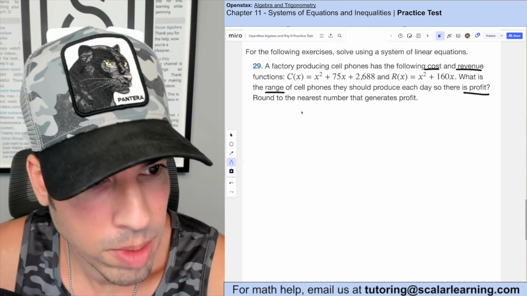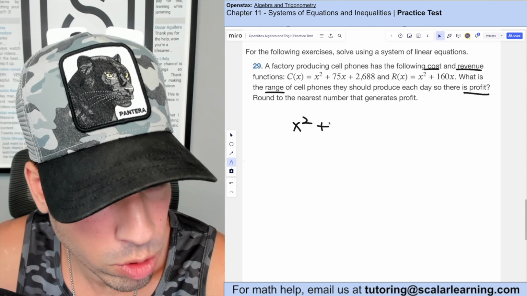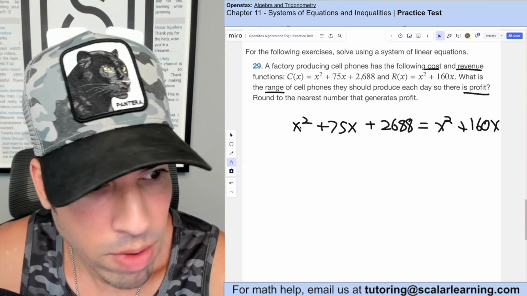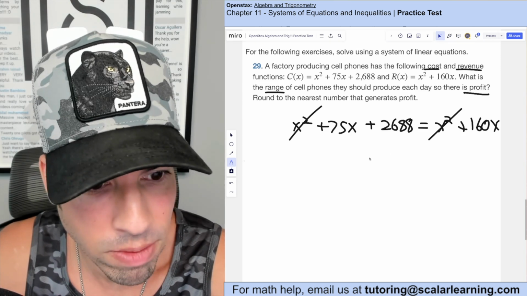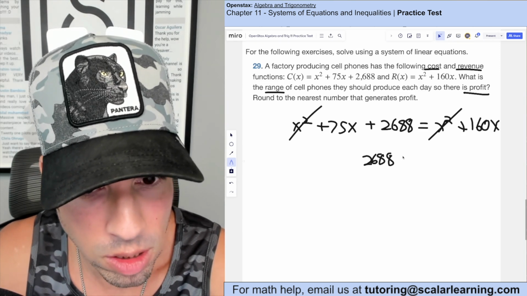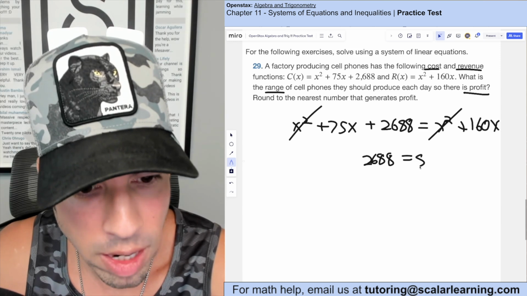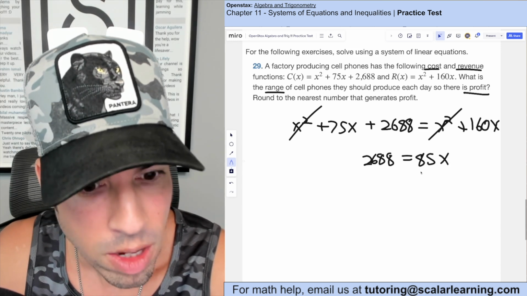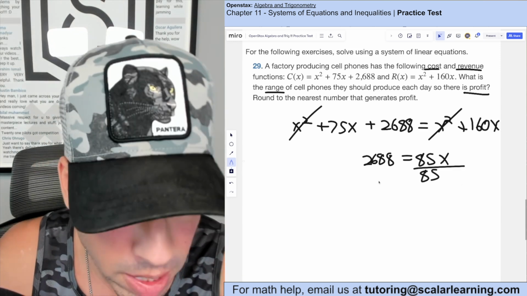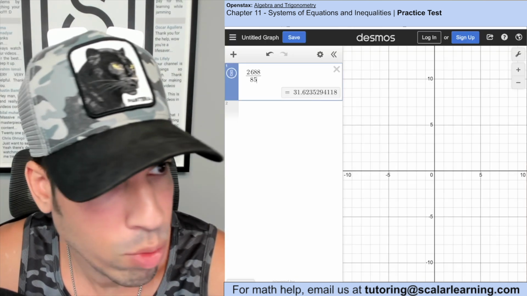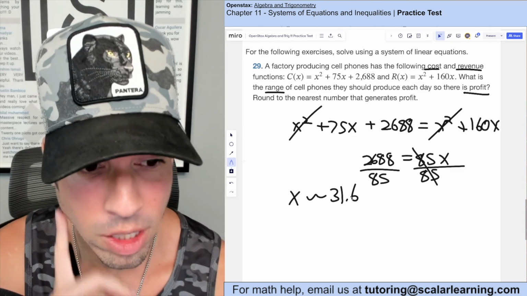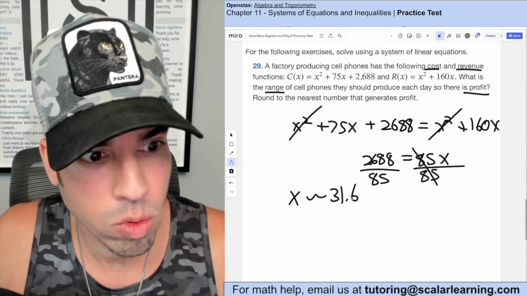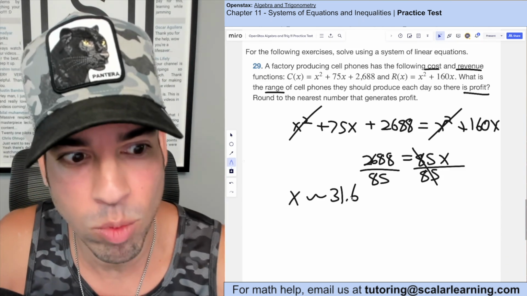So what I'm going to do is set these two equations equal to each other first. Okay, and as we simplify, we can subtract these from both sides. They go away. And then I'm going to subtract 75x from both sides, and we get 2688 equals 85x, all right? Then I'm going to divide both sides by 85, and we get 31.6. So that's just rounded, right? But that's interesting. We only have one intersection point. So I was thinking there'd be a zone, but it looks like there's a single point where one crosses over the other.